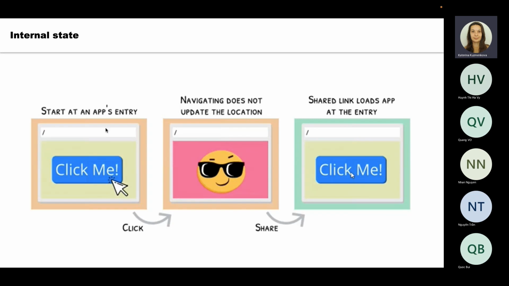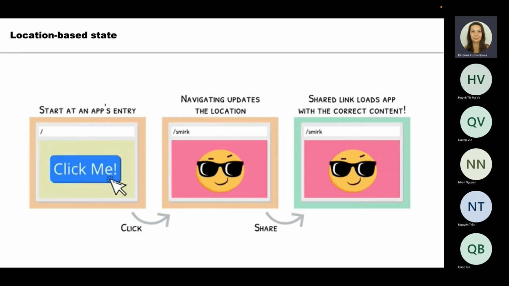So when we start from the root, we navigate to another updated location once again. And if your shared link loads the application for someone, for your friend, they start from the root page again. That's the unique behavior of a single page application.